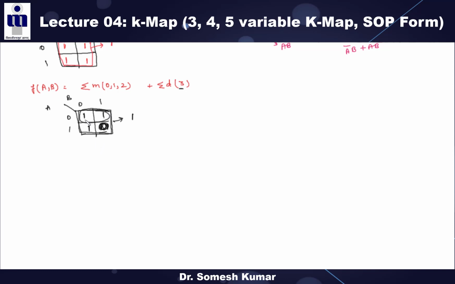1 this pair, 1 this pair. From this pair, answer is a bar. From this pair, you have to take the common term, b bar. So answer is a bar plus b bar. Which one is minimized? Minimized function. This one or this one?